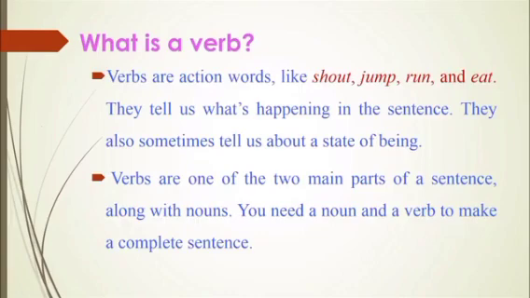So, what is a verb? Verbs are action words like shout, jump, run, and eat. They tell us what is happening in the sentence. They also sometimes tell us about a state of being. Verbs are one of the two main parts of a sentence along with nouns. You need a noun and a verb to make a complete sentence.